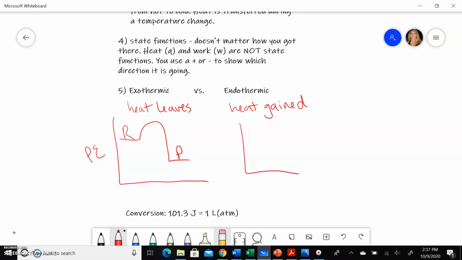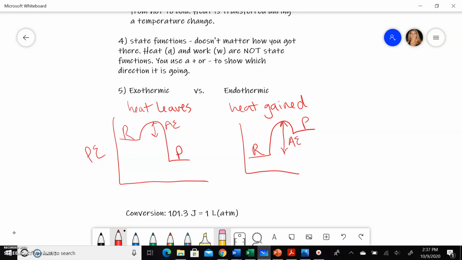For endothermic, it's going to be the opposite. This time you're going to start with a low amount of energy and notice that the final energy is greater. So the products have more energy than the reactants. There's a few other things we may as well just review real quick on this graph. Keep in mind that from the reactants to the top of the hill is called the activation energy, and it's the energy that is required to start the reaction.